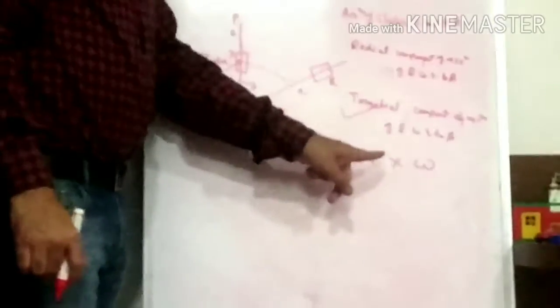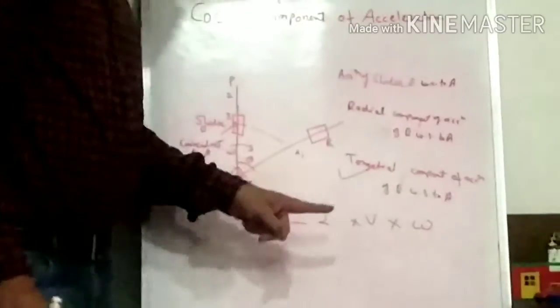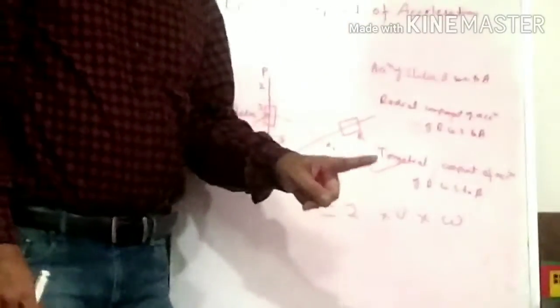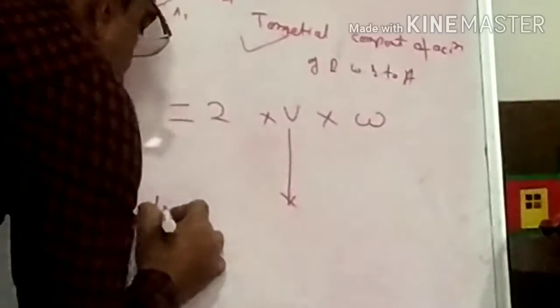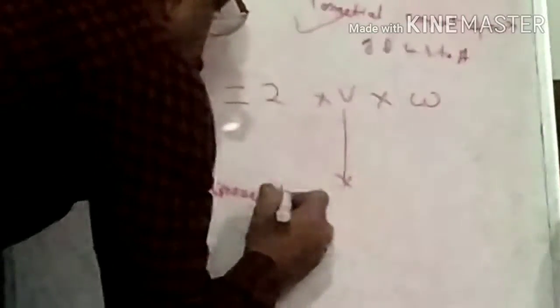The derivation of this equation 2 V omega is given in the book, so you can refer to it. That is not the important issue. What is important is how to decide its direction and what its magnitude is. The magnitude is 2 multiplied by V multiplied by omega. What is V? V is the linear velocity of slider B with respect to coincident point A, and omega is the angular velocity of link OP.